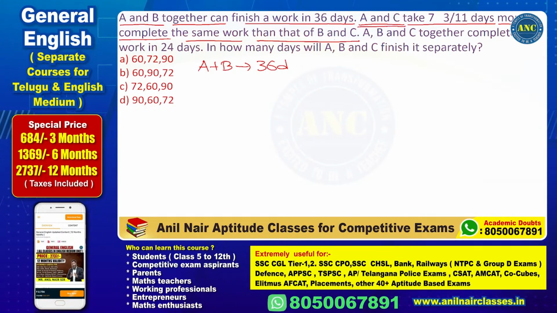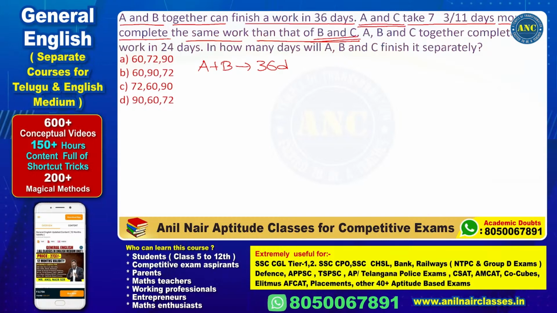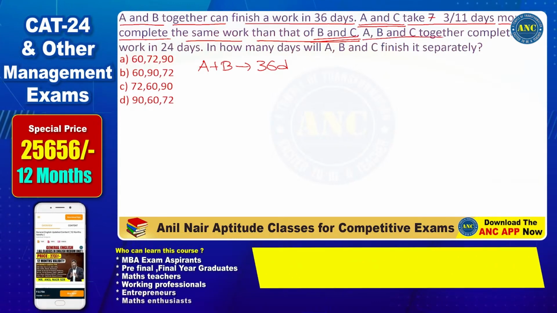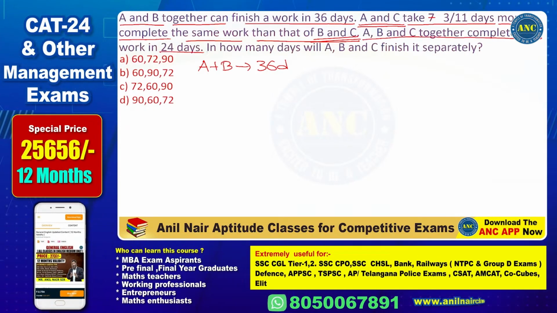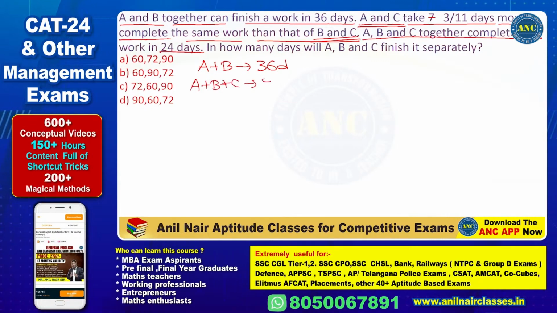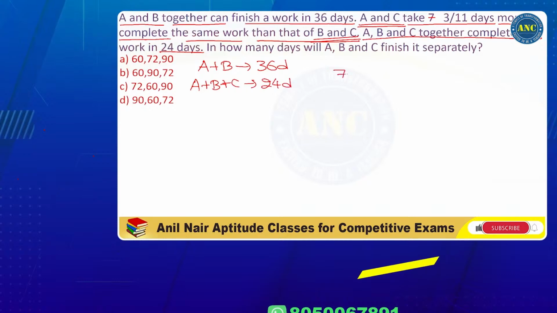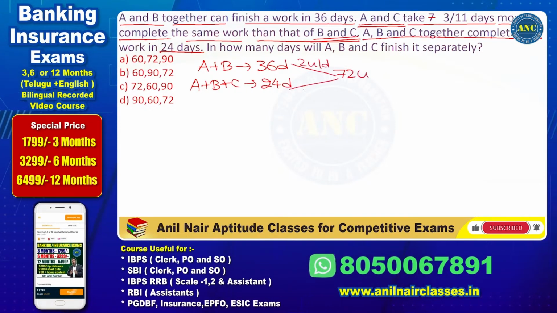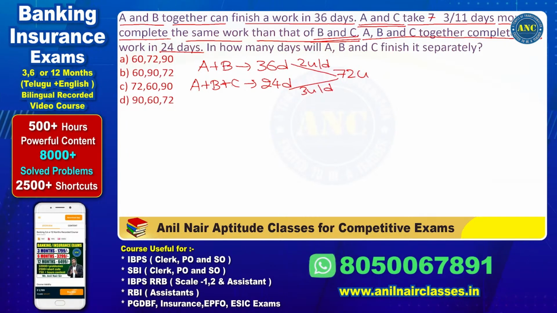One is A and C and one more is B and C. It is given that A and C will take 7 3/11 days more than compared with B and C. It's also given all three people working together will complete in 24 days. A plus B plus C is nothing but 24 days. So can I say that LCM is 72 units, 36 into 2 is 72, 24 into 3 is 72. So A plus B is 2 units per day.